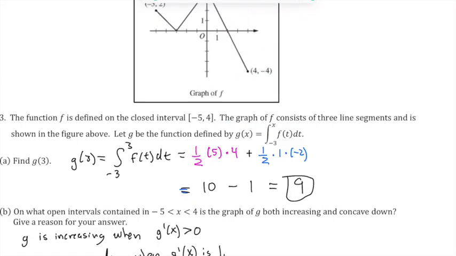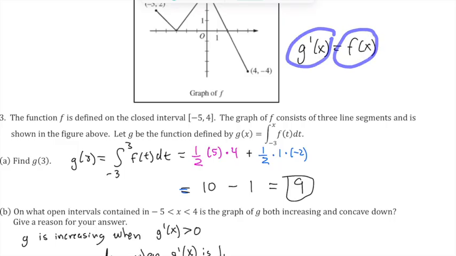So how are we supposed to do this? Well, let's take the derivative of g and see what we get. So g prime of x. Now, since it's the derivative of the integral, all I have to do is plug in x. Oh, so my derivative is just my original function.